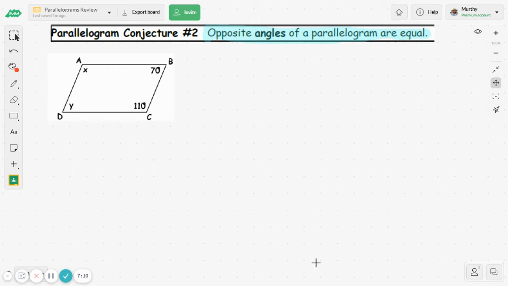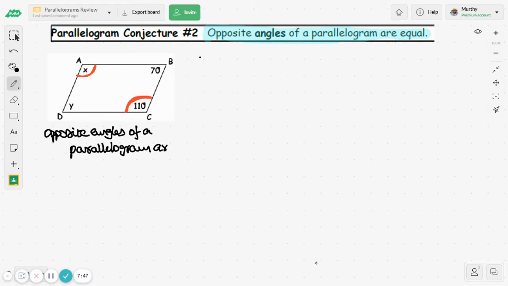Now this time, opposite angles of a parallelogram are equal. This is what we discussed. So angle A and angle C, these two angles are equal. These two angles are equal. Therefore, let me write again, that is, opposite angles of a parallelogram are equal.